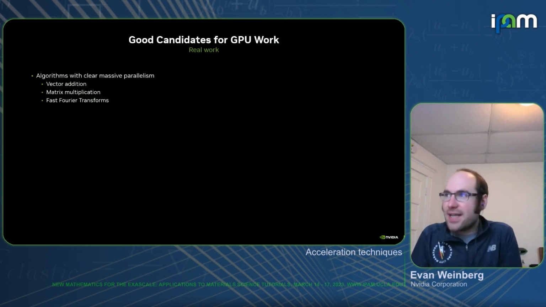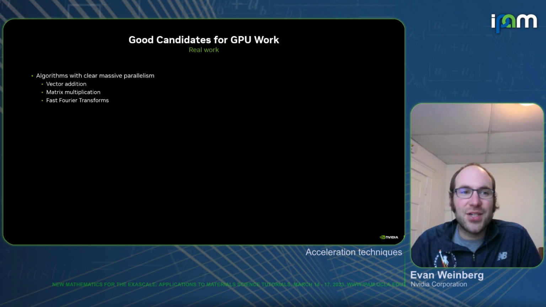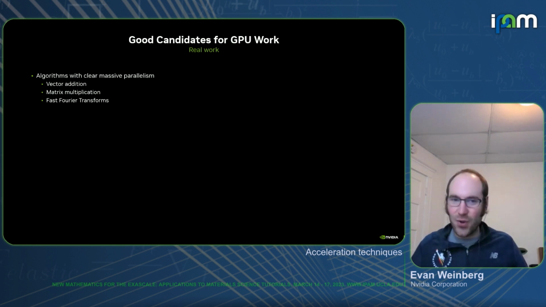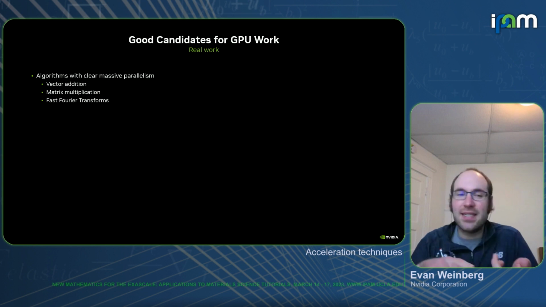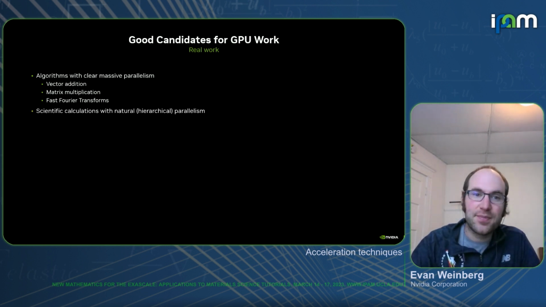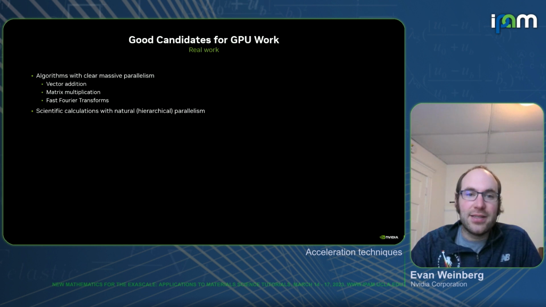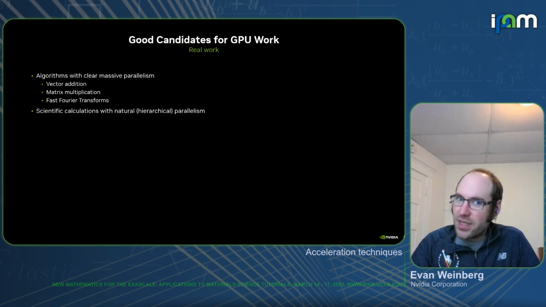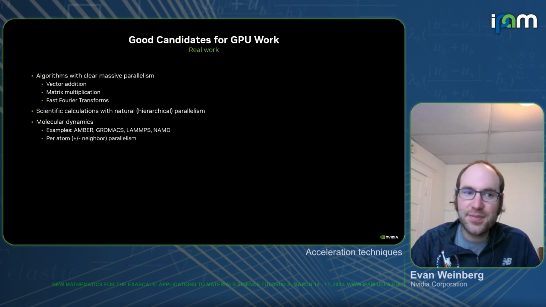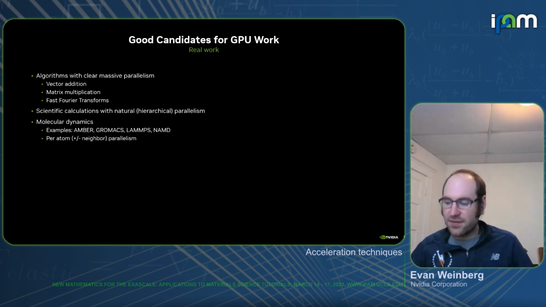There are plenty of good candidates for GPU work out there. So algorithms with very clear, very massive parallelism. You have tens of thousands of cores. What types of things will scale meaningfully to tens of thousands of cores? So obviously there's vector addition, matrix multiplications, very large or small fast Fourier transforms. And then, as part of what you're learning a lot about this week probably, there are scientific calculations with lots of natural or hierarchical levels of parallelism. And this comes across a whole breadth of domains.